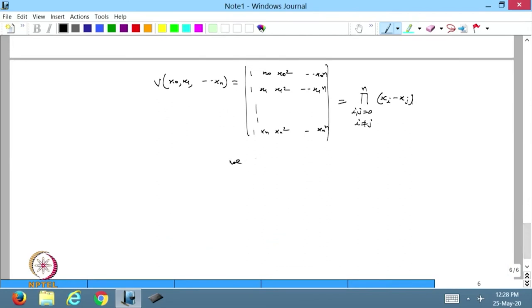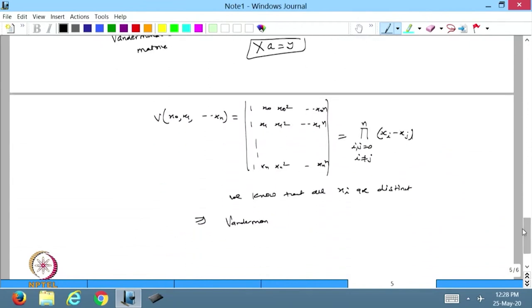We also know that all xi are distinct, which implies that this Vandermonde matrix is non-singular. But if these values of xi and xj are very close to each other, then in that case this matrix is nearly singular. So in that case the condition number will be very high.